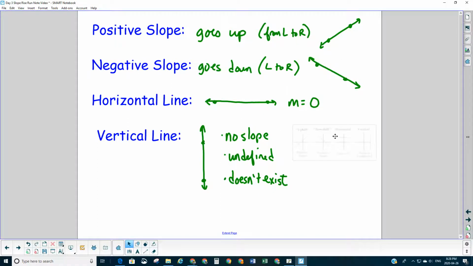This is summarized in the Desmos activity with this graphic where we have positive and negative slopes, slope of 0, and undefined.